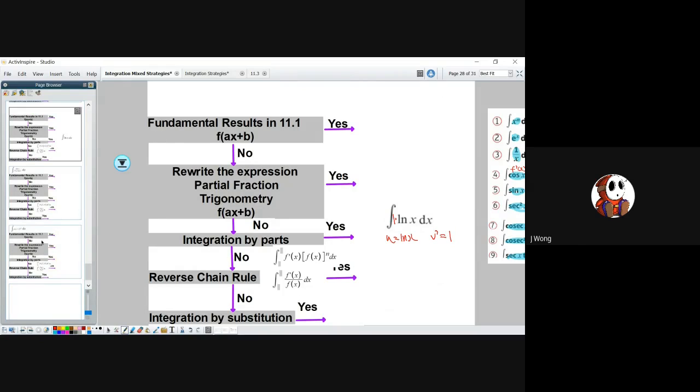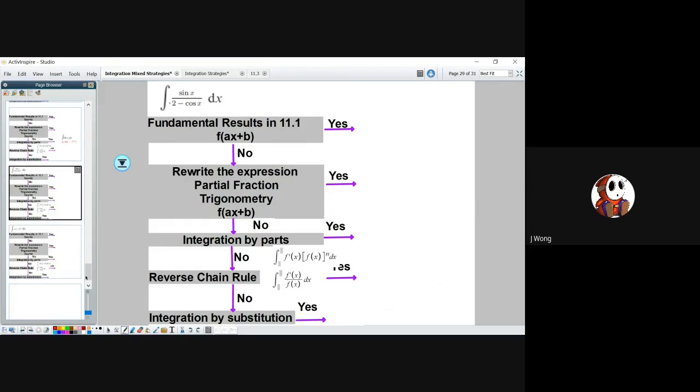Okay, so let's move forward to the next one. There are 2 more left. The integral of sine x over 2 minus cos x, that's not standard form. I can't change it using trigonometry easily. I cannot use integration by parts because there are not 2 separate classes of functions.